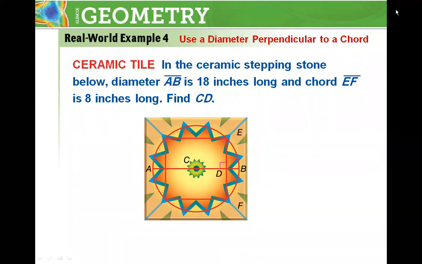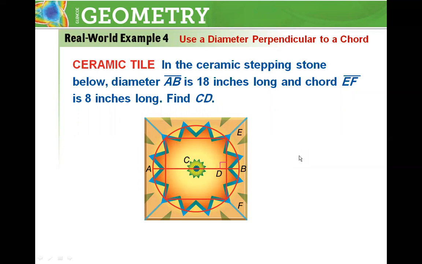And the ceramic stepping stone below, diameter line AB is 18 inches long, and chord line EF is 8 inches long. Find CD. So we have a ceramic tile. The diameter is AB and its length is 18 inches, and the chord is EF and EF is 8 inches long.